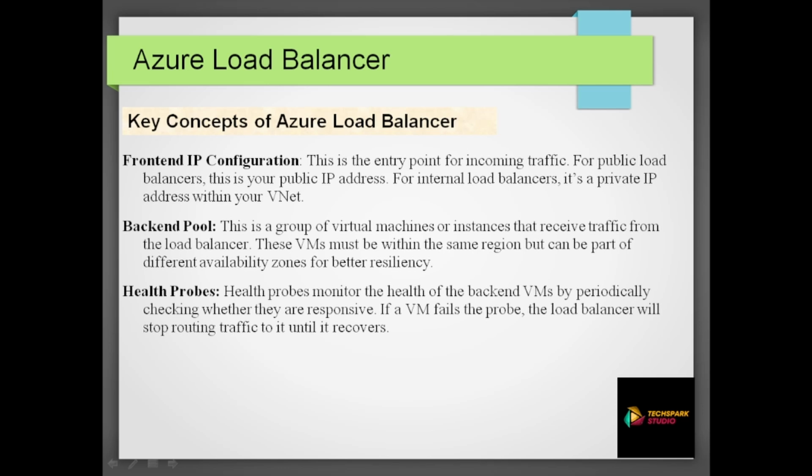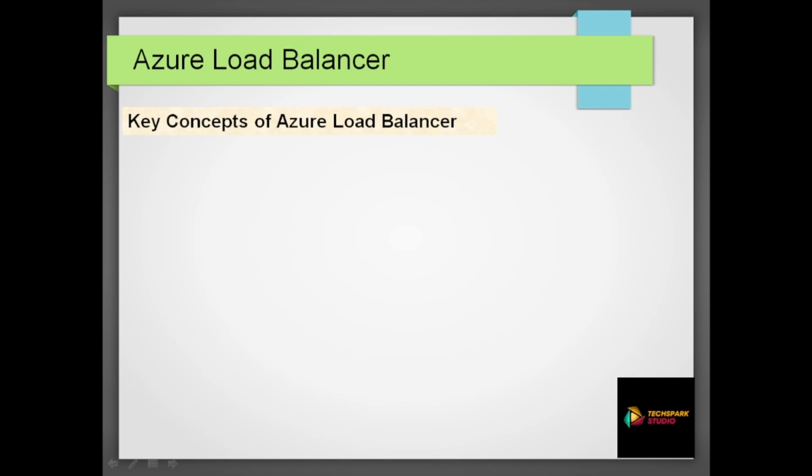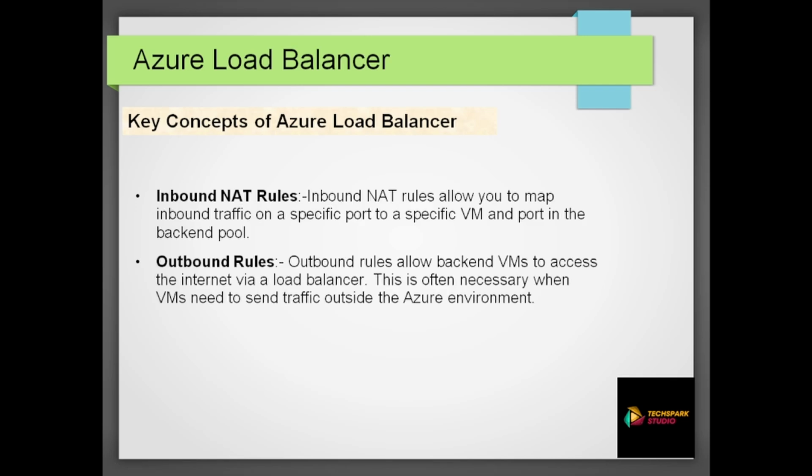Now, outbound rules. Outbound rules allow backend VMs to access the internet via a load balancer. This is often necessary when VMs need to send traffic outside the Azure environment. For example, VMs in the backend pool may need to reach out to external services or APIs. Outbound rules allow this traffic to exit using the load balancer's public IP.